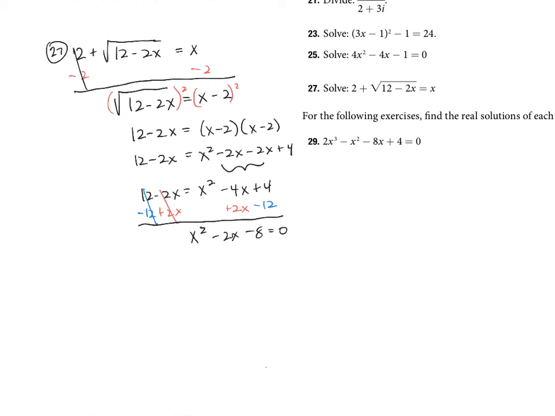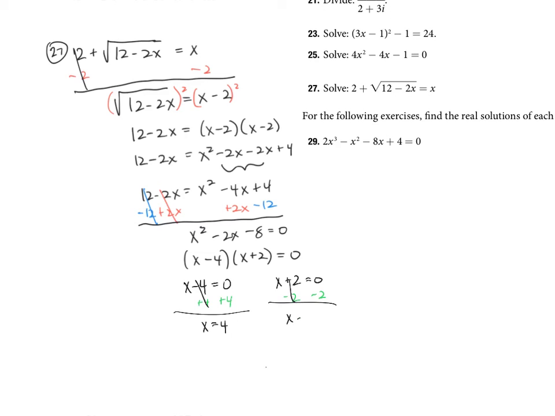So now I need to solve this quadratic equation. I can do that by factoring or quadratic formula. I'm going to factor. So (x minus 4)(x plus 2). So negative 4 times 2 is negative 8. Negative 4 plus 2 is negative 2, so that works. So I have x minus 4 equals 0. So if I add 4 to both sides, I will get x equals 4. And then I have x plus 2 equals 0. So if I subtract 2 from both sides, I will get x equals negative 2.